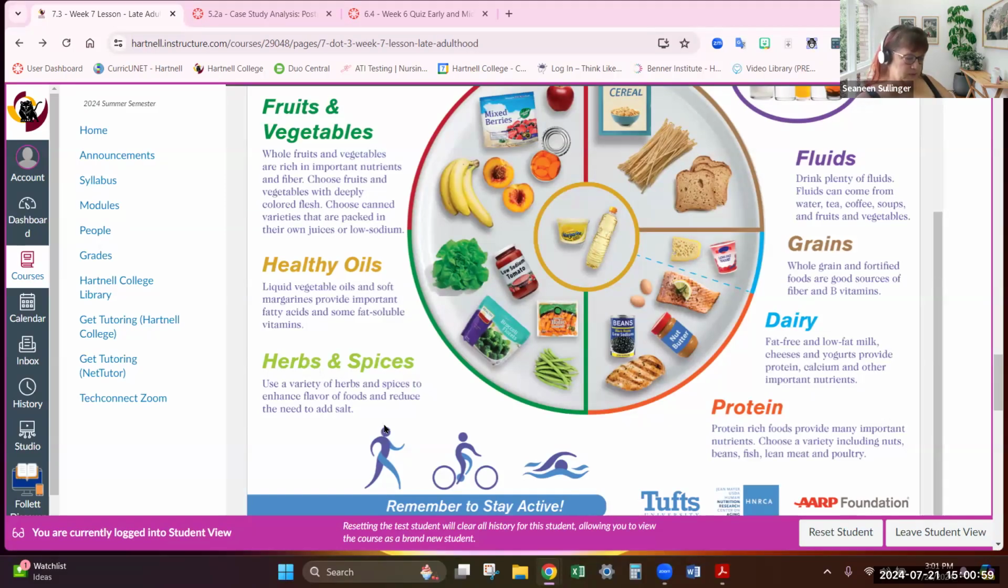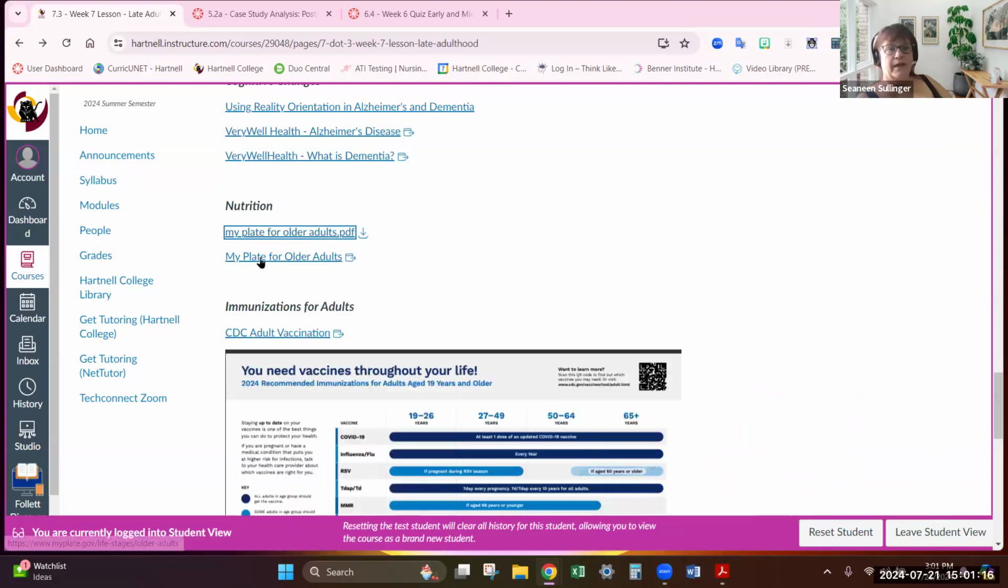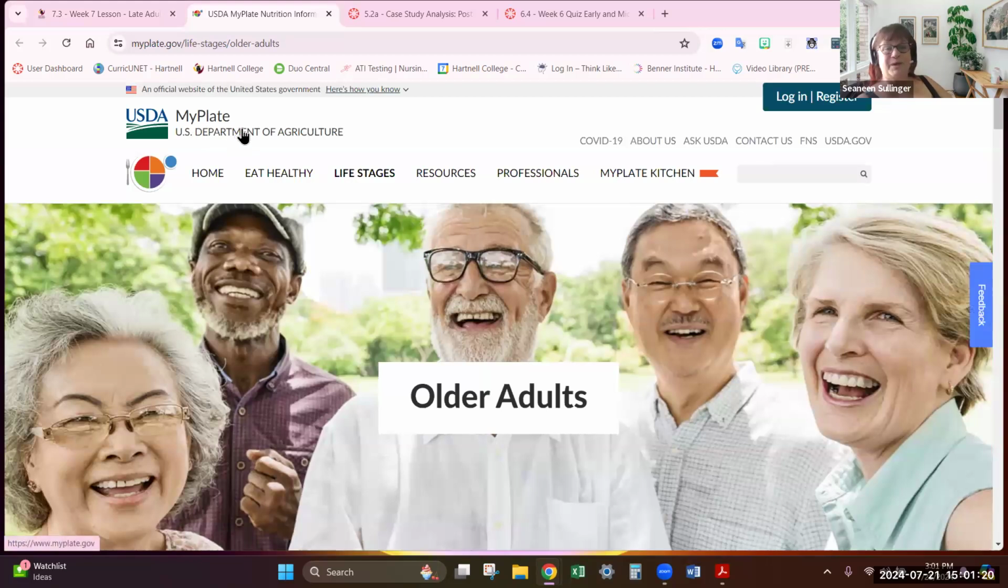Even doing activities, they'll have singers or bands come in so people can sing along, or they'll play cards or do painting or just have little fun activities, which is really good as well. So there's that particular My Plate graphic. And then this one actually takes you to the USDA My Plate for older adults.